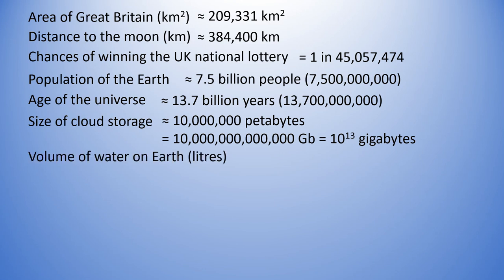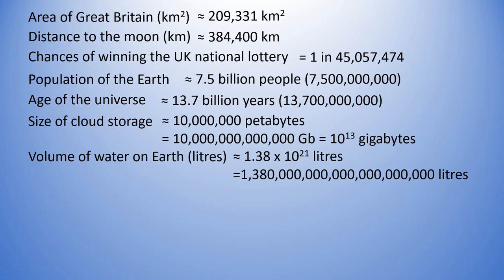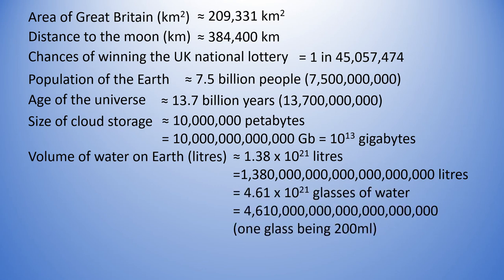Another one, quite interesting to see, the volume of the water on Earth in litres, 1.38 times 10 to the 21 litres, so 138, and then a lot of zeros after it. So again, we're looking at those larger numbers. It can be pretty hard to understand exactly what's going on there, thinking about that many litres, but putting it in terms of glasses of water, that is how many glasses of water it would be, 4.61 times 10 to the 21, with one glass being 200 mils.